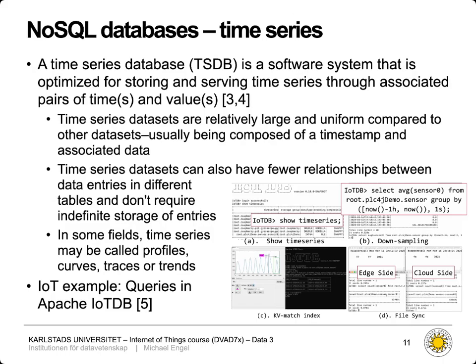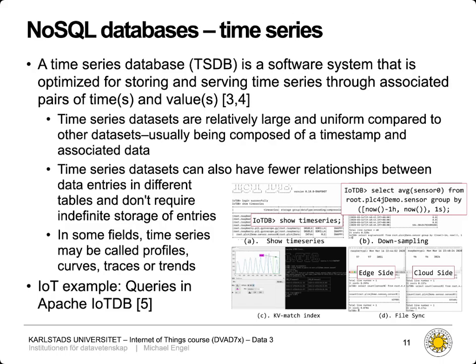Now, another point that's very interesting, especially for IoT applications, is a specific type of database, which we call a time series database or just TSDB. A time series database is a software system optimized for storing and serving time series, and this is made possible by a basic data type, which is a pair of a time and an associated value. So this could be an absolute point in time and an associated sensor reading, for example.